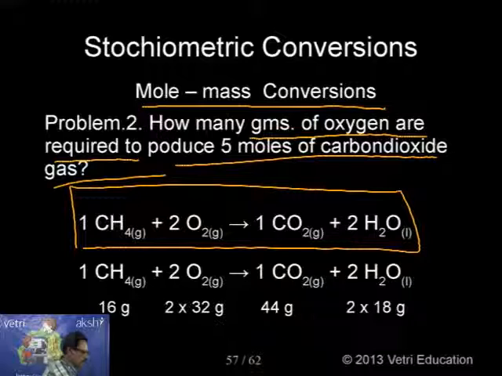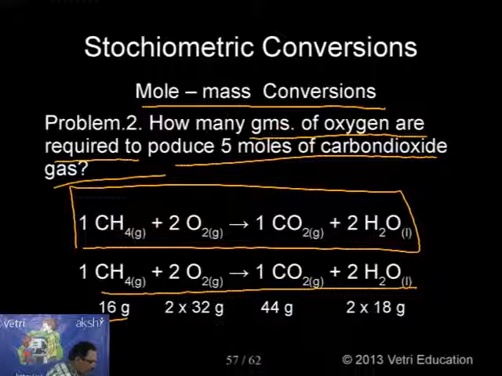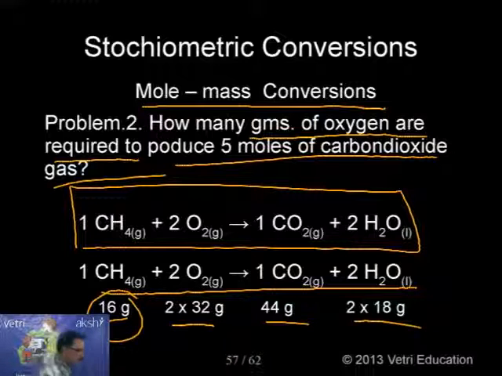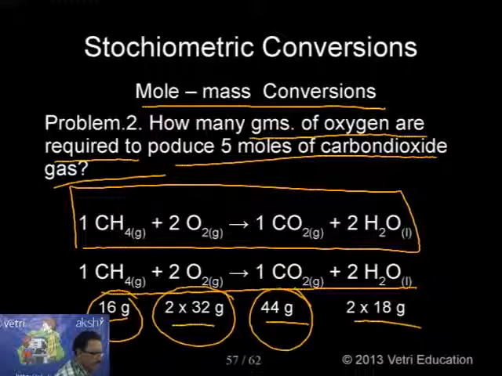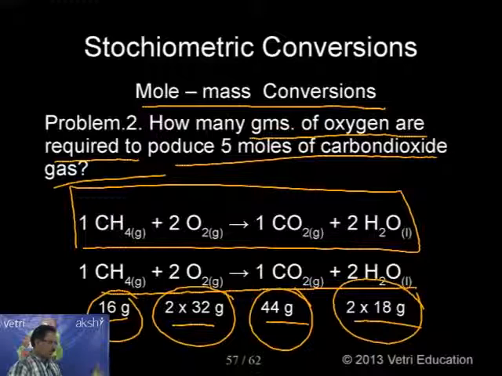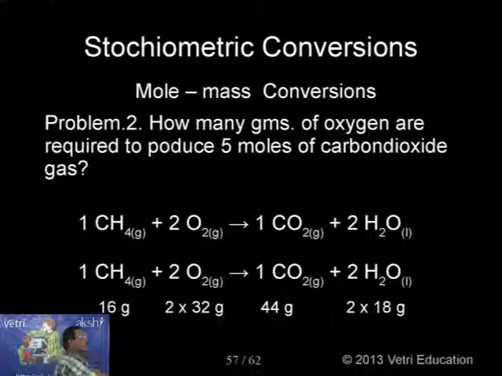So let me explain now. Here I have written the original equation already. Below, I have shown the corresponding masses in grams: 16 grams of methane, 2 into 32 grams of oxygen, 44 grams of carbon dioxide and 2 into 18 grams of water. I have already explained this to you. So how to solve this problem? Very simple. Just see here.